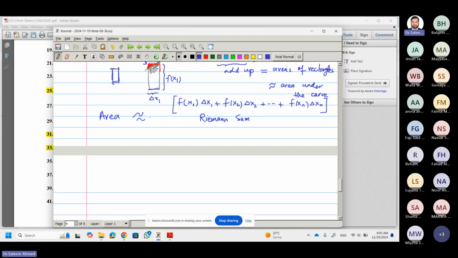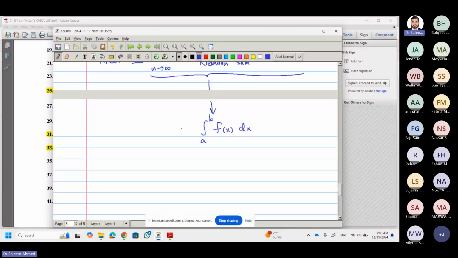But if you take infinitely many rectangles, then this area will be exactly the sum of the rectangles. But you know that we cannot add infinitely many rectangles. We can just increase 10, 20, 30, 40. So the more rectangles you take, the more accurate area you will get. The right hand side, which we wrote as the Riemann sum, is actually the definite integral. What we wrote on the right side is known as the definite integral of f(x) with respect to x. So that's why we said that this gives you the area under the curve.